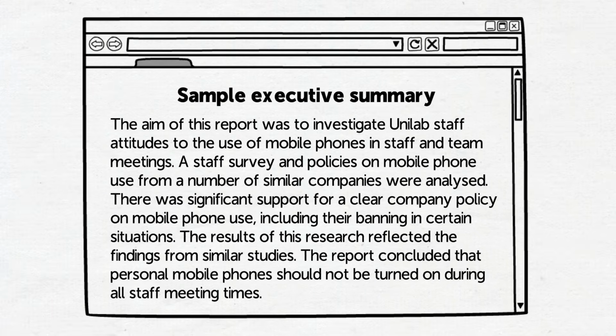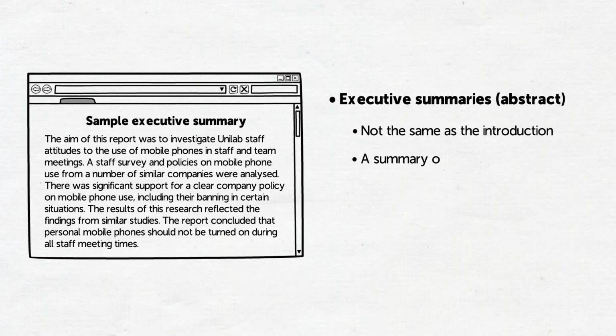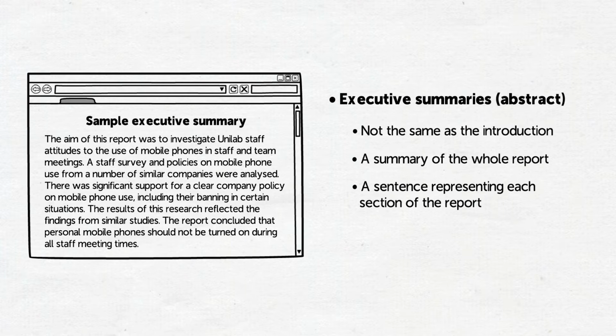Most reports have executive summaries. In some disciplines, we call it an abstract. They're not the same as the introduction. An executive summary summarises the whole report. That means that there will be a sentence or two representing each section of the report. You always write it after you have completed the full report.